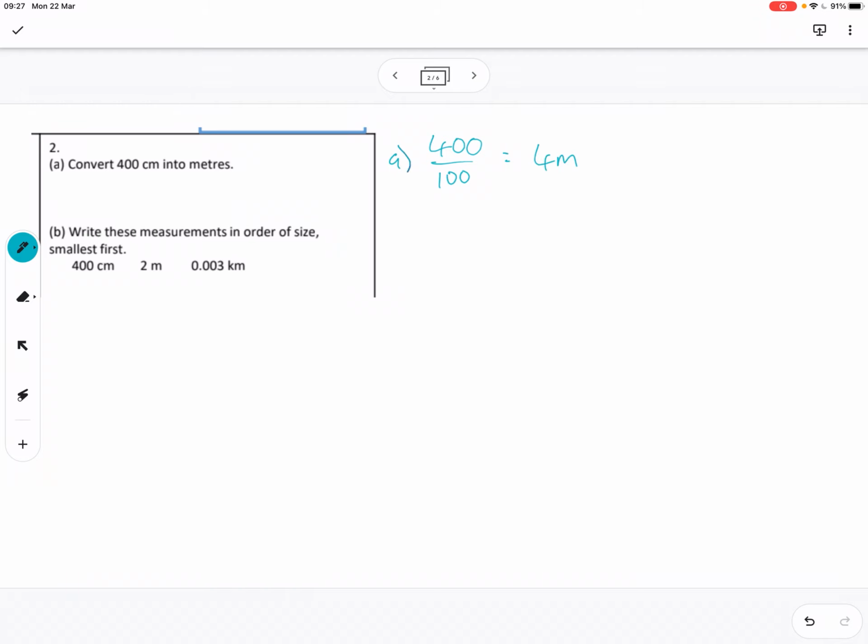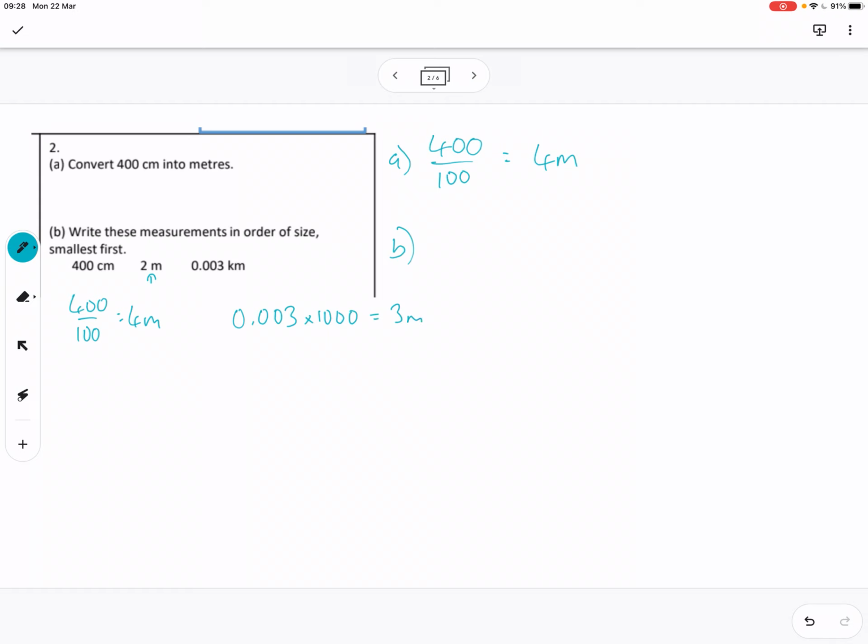Very simple. B. Write these measurements in order of size, smallest first. So whenever you're comparing quantities, you generally want to get them in the same units. So probably getting all these into metres would be sound, or you could get them into centimetres. So 400 divided by 100, so that's 4 metres. 2 metres is 2 metres, that's nice and easy. 0.003 kilometres times 1,000 metres in a kilometre is going to give me 3 metres.